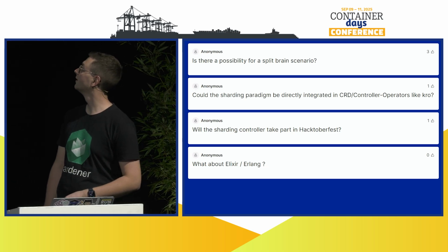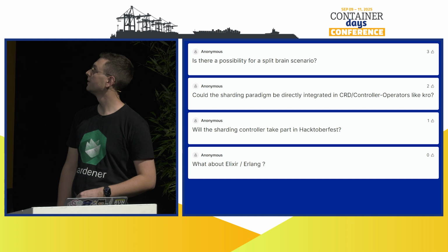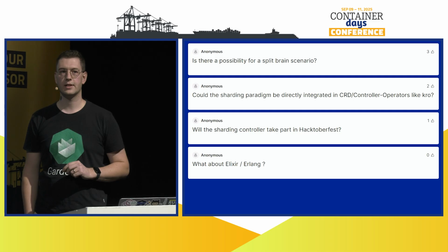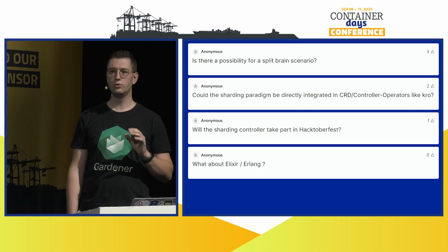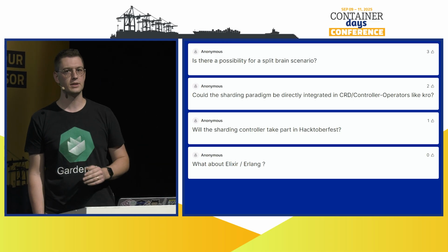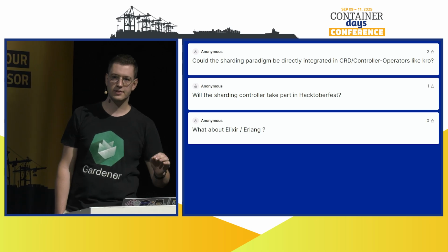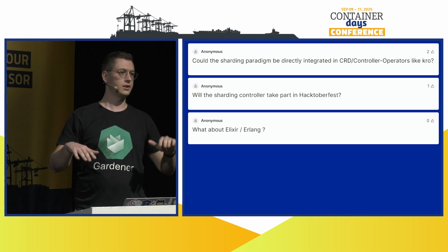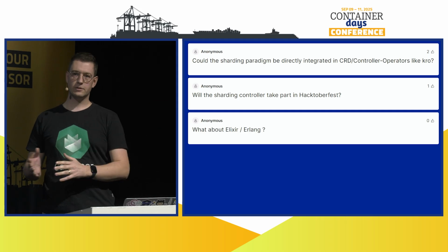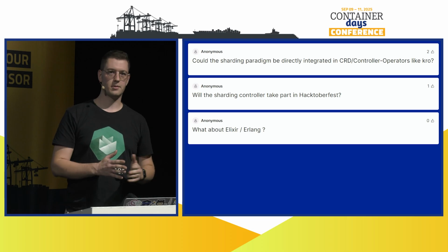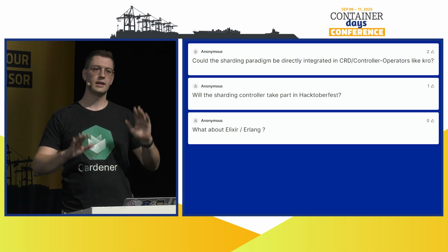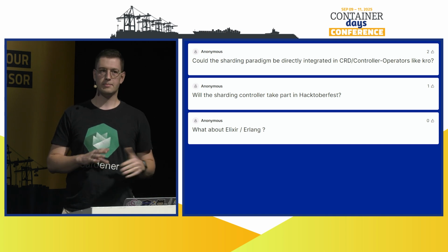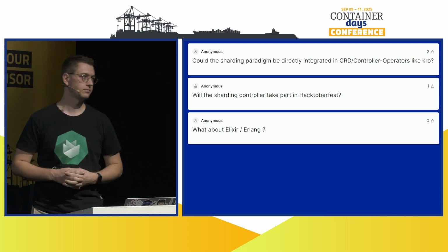Another great question is, is there a possibility for a split brain scenario? Okay, good question. This is why there is this train label, right? So whenever we move an object from one instance to another for rebalancing, we need to make sure that the previous instance stops reconciling it, because then we would have the split brain scenario between the old and the new instance. Therefore, the old instance needs to acknowledge this operation and basically tells the sharder, hey, I'm done with it. I will not touch this object anymore. And thereby we prevent the split brain scenario.